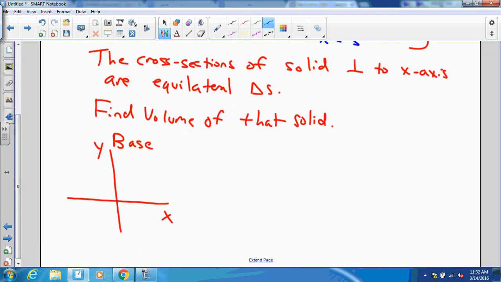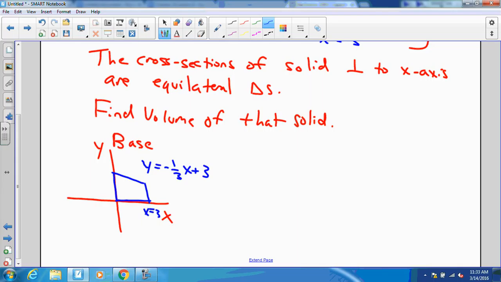So we have the y-axis, we have the x-axis, we have the vertical line x equals 3, and we have the line here, y equals negative 1/3 x plus 3. That's the sketch of our base.